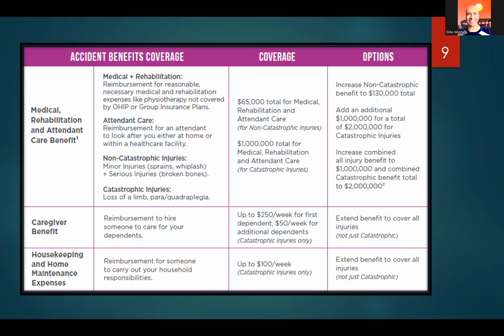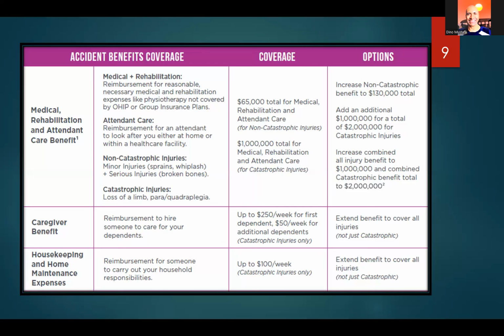So we are talking about the non-catastrophic. Everyone has this coverage. The standard benefit is $65,000 for medical rehab and attendant care every time you make a claim. And for catastrophic, so I'm on the third column under coverage, okay? 1 million. Any permanent injury, this is the 1 million coverage for everyone available in Ontario, okay? Now, so what are the options? This is very important that you know this for your customers as well as for the exam.